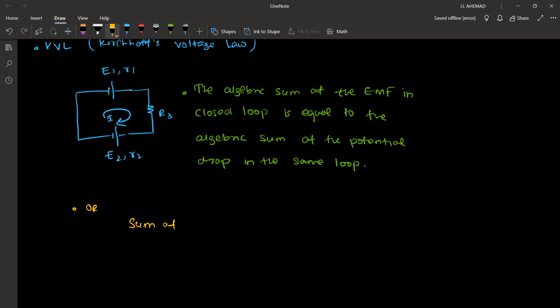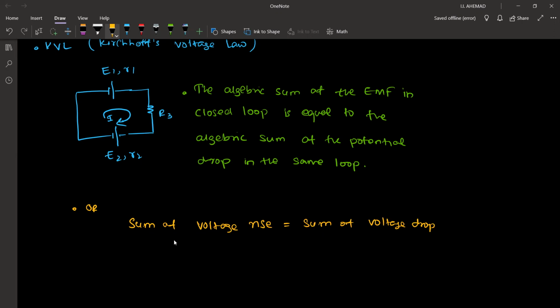Sum of voltage rise equals sum of voltage drop. Simply, we can tell the sum of voltage rise is equal to sum of voltage drop. So where does voltage rise occur? In batteries. That is what we say sigma of EMF. And where does potential drop occur? Across resistors. That is the sum of potential drop.